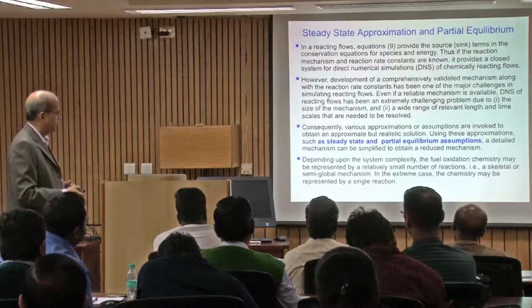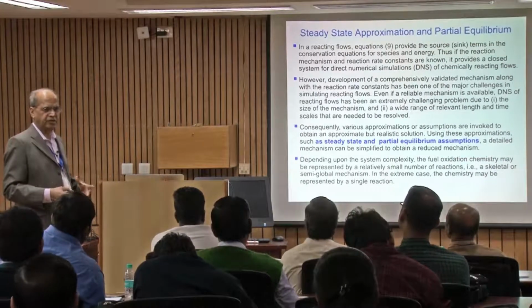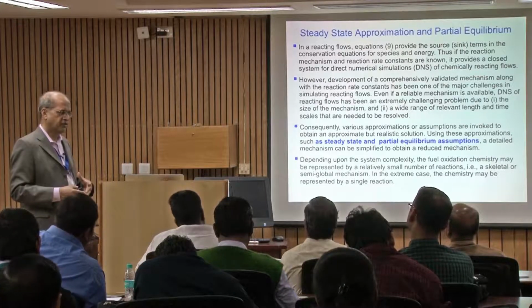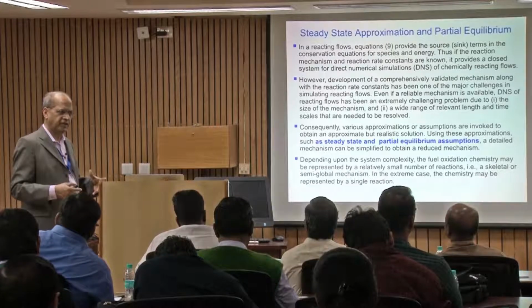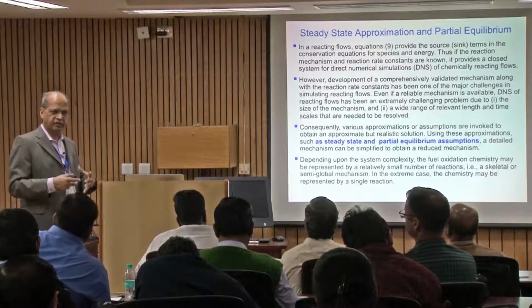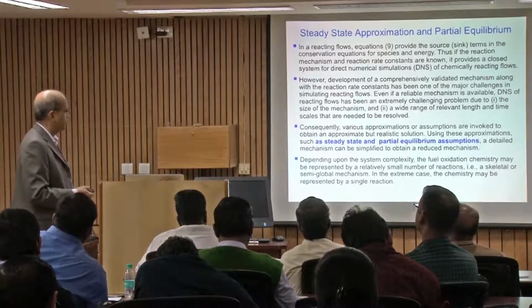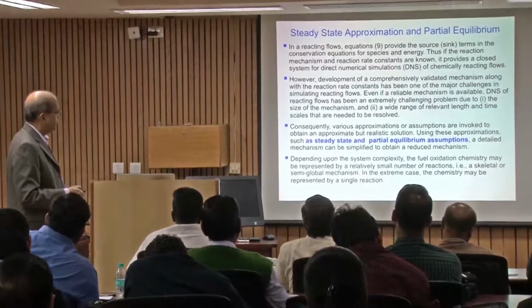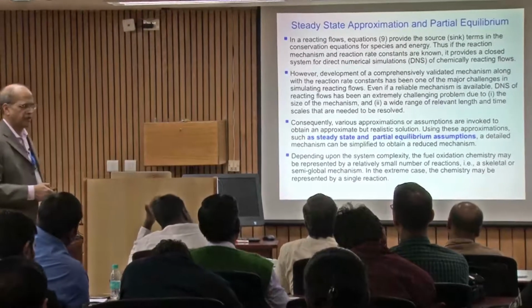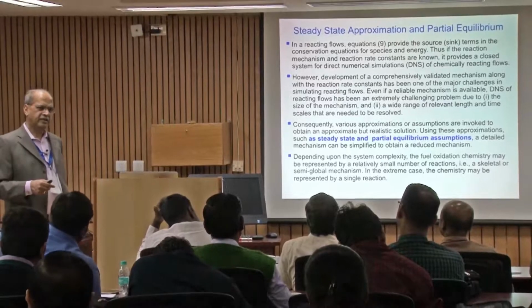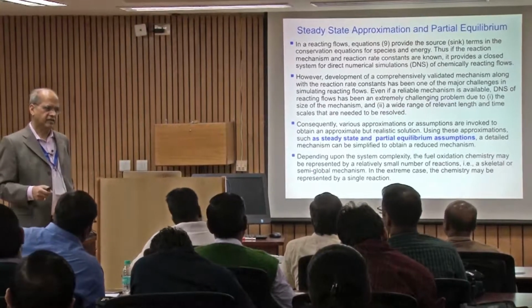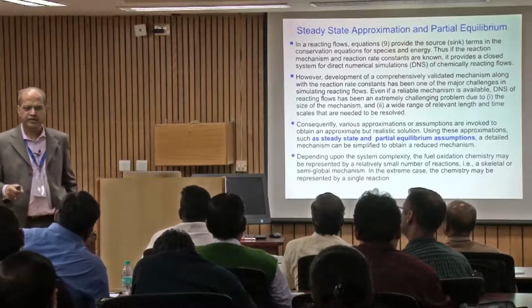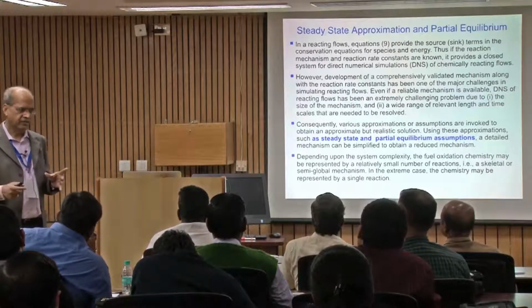Because if you have, say, 200 species, then you have 200 equations, right? And these are differential equations. So if some of them can be replaced by algebraic equations, then the computational requirement will also be reduced. That's the main idea of using the steady state approximation. Steady state approximation deals with the fact that some species are in steady state. Their concentration does not change. And that pertains to mostly atomic species like hydrogen.